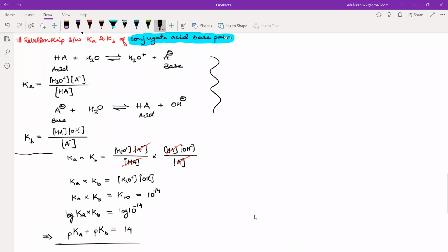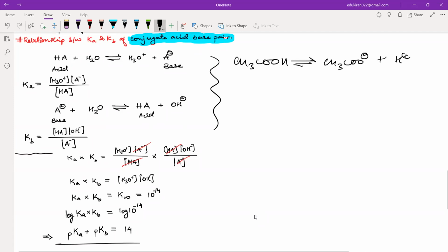That means if I have CH3COOH and I have CH3COO negative plus H positive, in this case this is the acid and this is the conjugate base. So this is the pair. So the Ka of CH3COOH and the Kb of CH3COO negative, right? So we are writing the relationship between these types of species. Write this down. I will give you a question, then we can understand better.